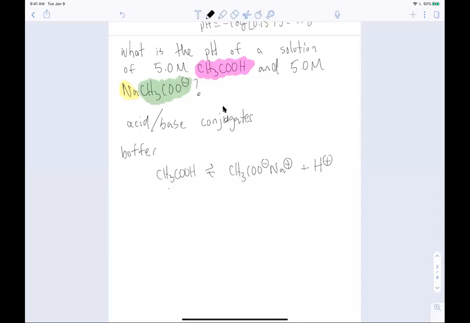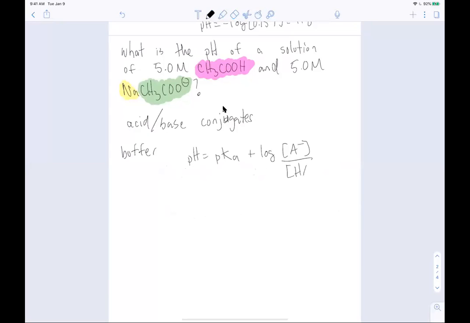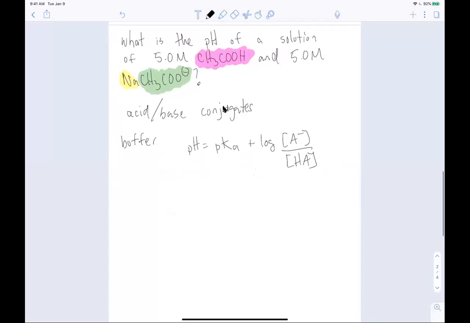And then we would plug in values here. Say, okay, we got 5 of that, 5 of that. We don't know how much of this, minus x, plus x, et cetera. But because this is a buffer, we can use the Henderson-Hasselbalch equation, which is that the pH is equal to the pKa plus the log of A minus, which is the conjugate base, over the acid. And this allows us to rapidly calculate this.